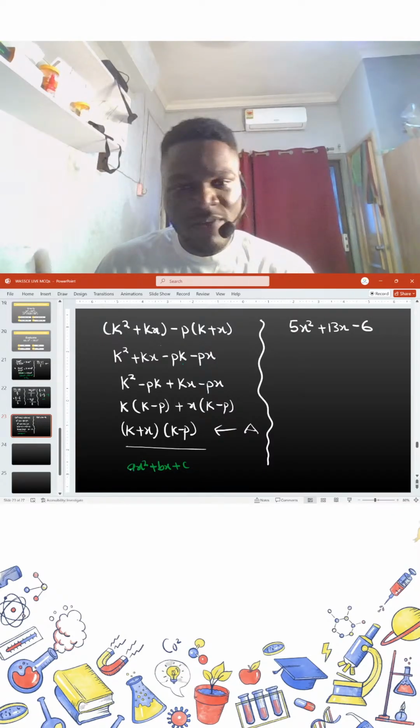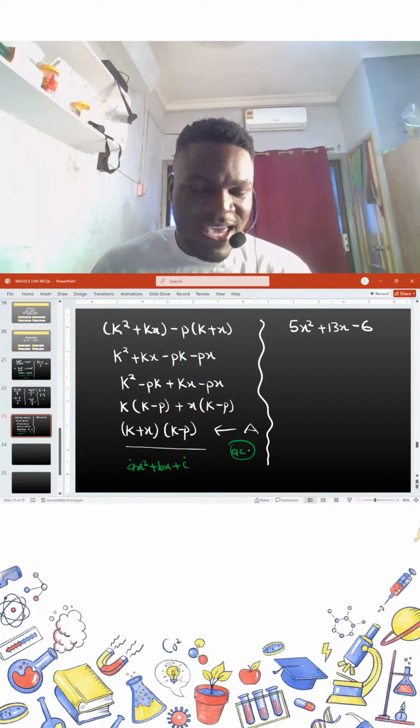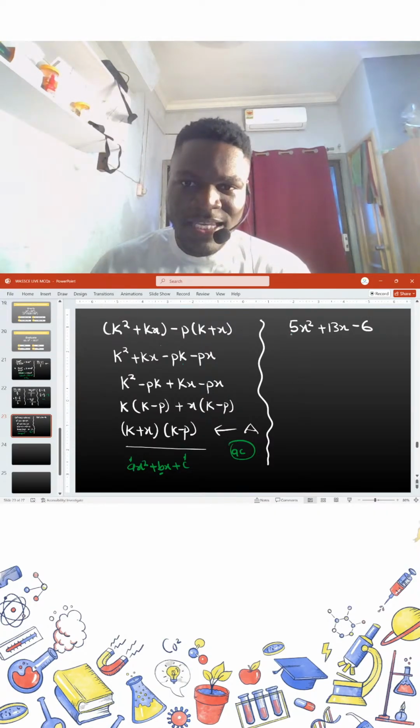Are we okay? Now, the first thing we do is that we use the coefficient of the x squared term, which is the a over here, to multiply the c. So we will have our answer to be ac. Now, for the ac, you look for two numbers that when you multiply, you get the ac, but when you add, you get the b in the middle. In this case, we have 5 as the a, and negative 6 as the c. So 5 multiplied by negative 6 will give me negative 30.